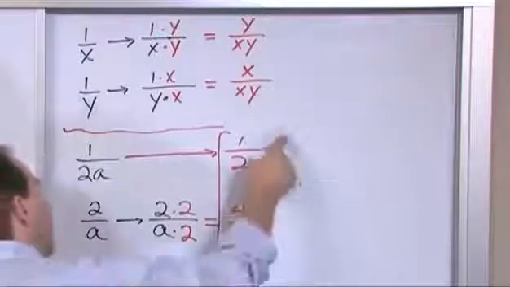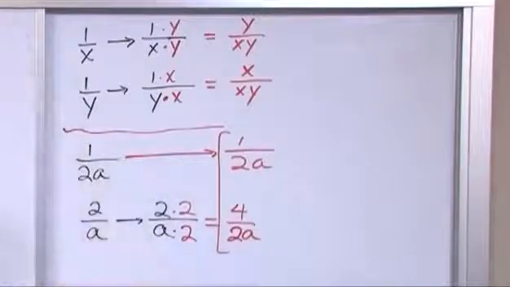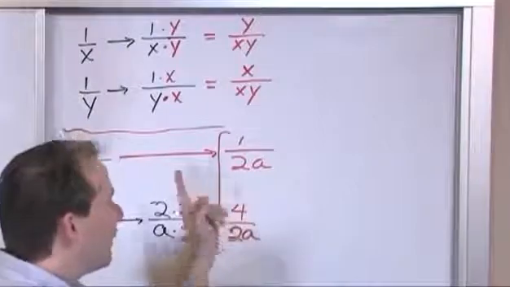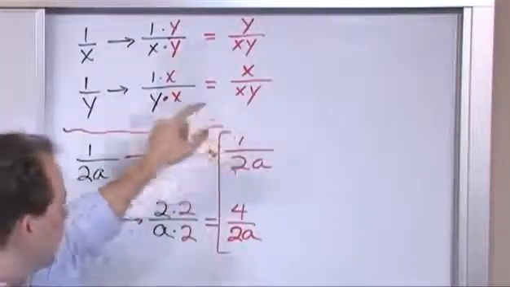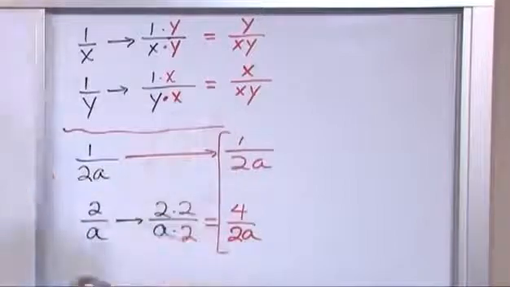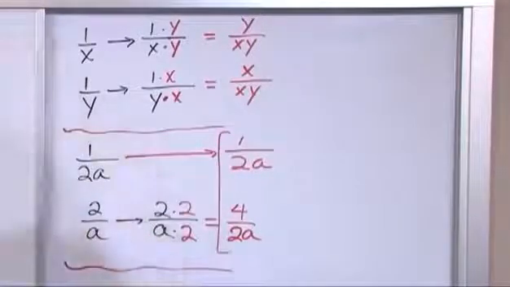These fractions could be added, they could be subtracted, and in fact, I could even tell you that 4 over 2a is greater than this one because I have 4 pieces out of whatever this is, and here I only have 1 piece out of whatever that is. So it's very, very useful. Do one more final one.